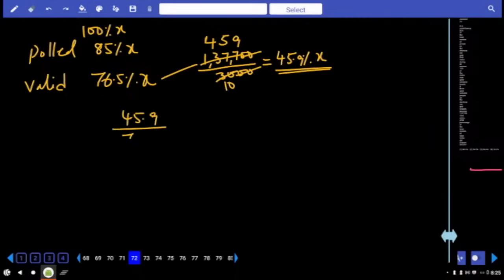45.9 divided by 76.5 percentage into 100. We can write numerator as 459, denominator as 765 directly. Yes?